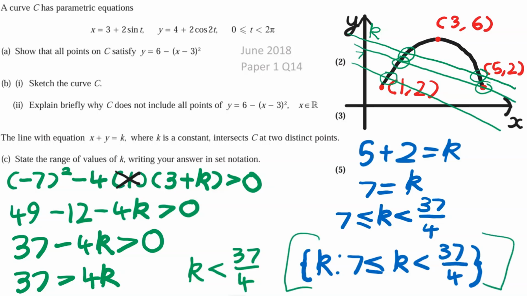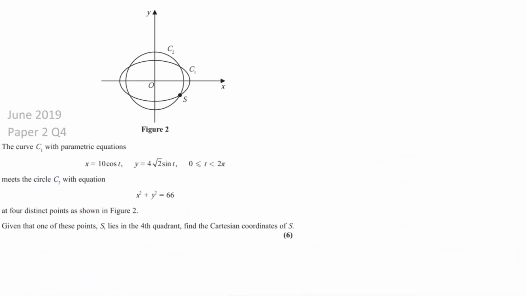So I'd say this is a pretty tricky question with all of the things considered, getting both of these inequalities here. Okay, so here's one final exam question where we're told that the curve C1 with parametric equations x is equal to 10 cos t and y is equal to 4 root 2 sin t meets the circle C2 with equation x squared plus y squared is equal to 66, and we're told that they have 4 distinct points of intersection. So we can see this on this graph up here.